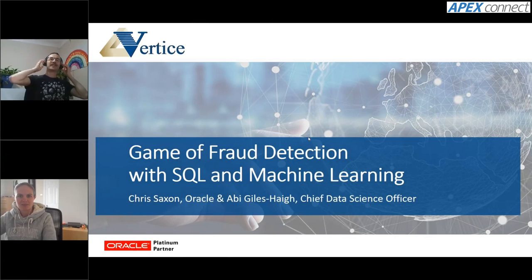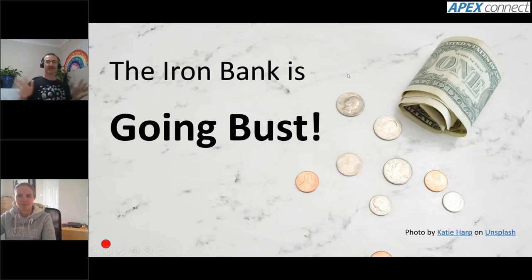We want to take you back in time to a time when dragons ruled the land, and we've got a problem. So the Iron Bank is going bust. Someone has been conning them out of cash. They've been stealing all their money somehow. So they've asked us to come in and help solve the problem, figure out who the criminals are.